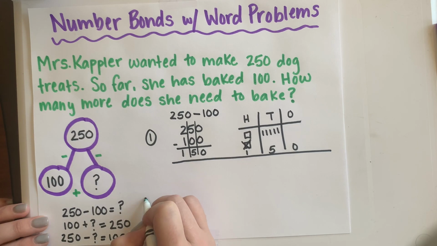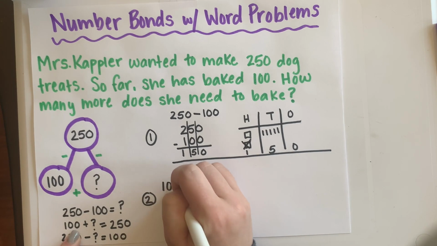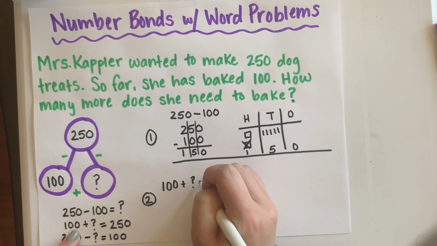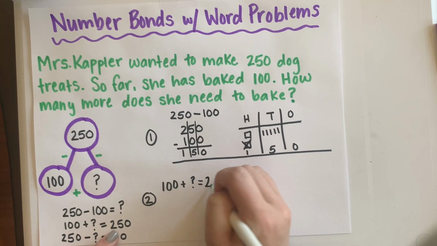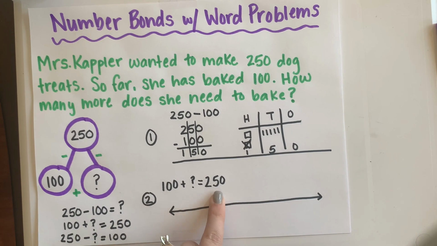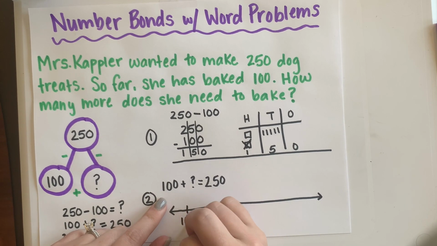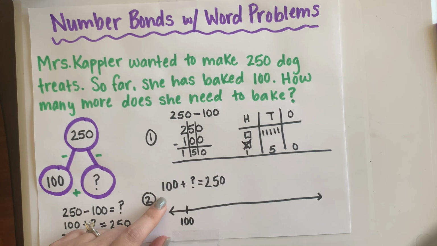There's one way you could solve it, but here's a second way you could choose to solve it. And I think for this one, I'm going to use my second equation. I'm going to use 100 plus something we don't know equals 250. And for this equation, I'm going to use an open number line. I'm going to draw it right here. And let's see. I know that I have to get to 250, but I'm already at 100. So I'm going to put 100 on my number line.